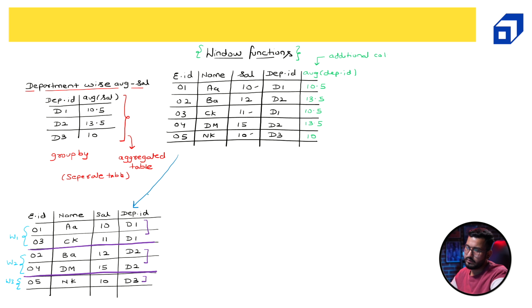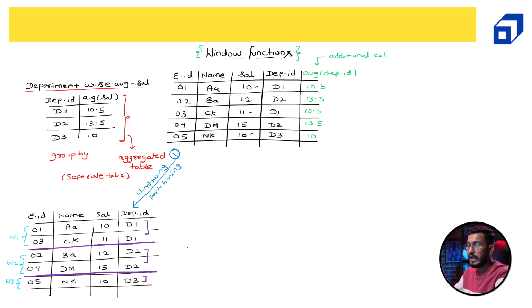So I'll write windowing over here, windowing, or it is known as partitioning, and I'll write 1 over here because this is stage number 1. Now once I am done with creating partitions, my next step is to apply aggregation function on each window. So my objective is to generate average of salary department wise.